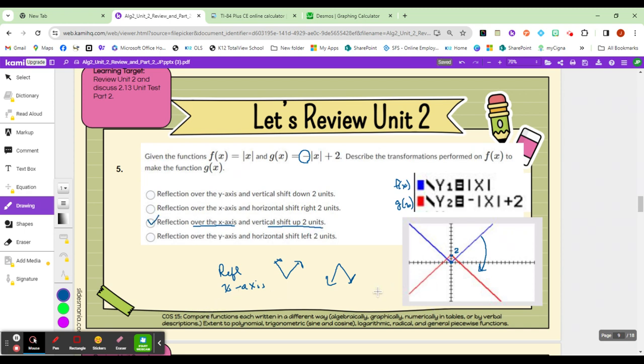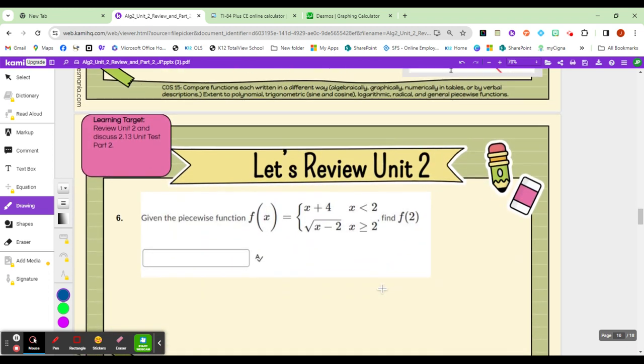So definitely use your TI-84 or Desmos, get you a good visual of what's going on. If you can't do it without the graph, definitely use the graph.